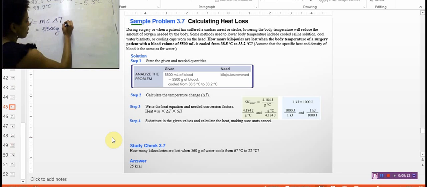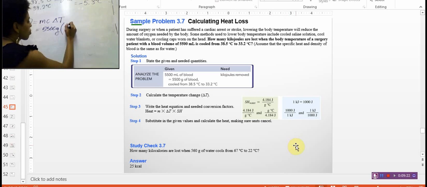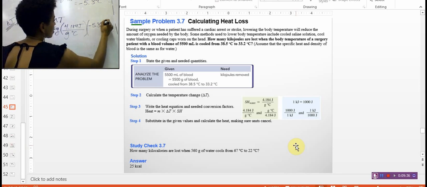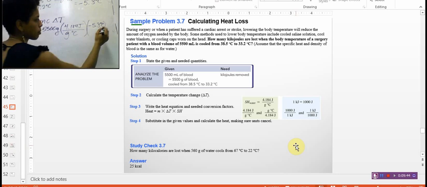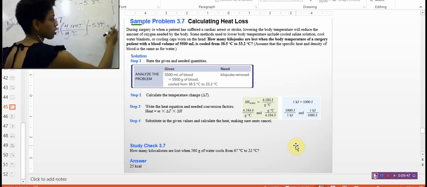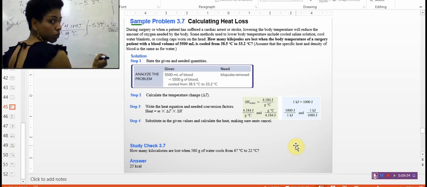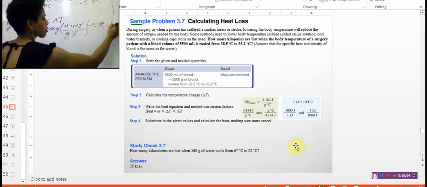5,500 grams times, and remember we're looking for kilojoules, so we've got to use a version of the specific heat where we have 4.184 joules per gram degrees Celsius, all times delta T. And then 1 kilojoule over 1,000 joules, because we need kilojoules and not joules. Joules cancel, degrees Celsius cancel, and we're left with kilojoules.